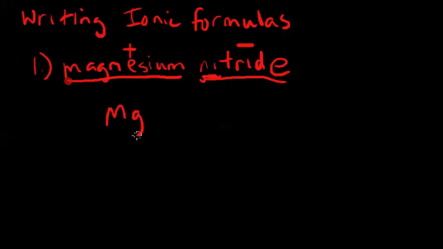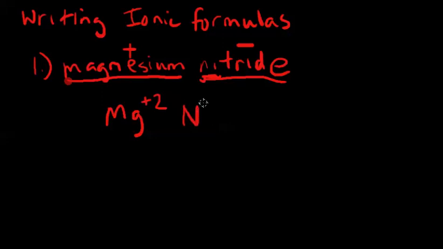Magnesium is Mg. It's in the second group in the periodic table. It's got 2 valence electrons. It'll lose those 2 to fulfill the octet rule. It's an alkali earth metal, so all those things we know it's +2, or you can look on your ion sheet. Nitride. The formula for nitride is N.